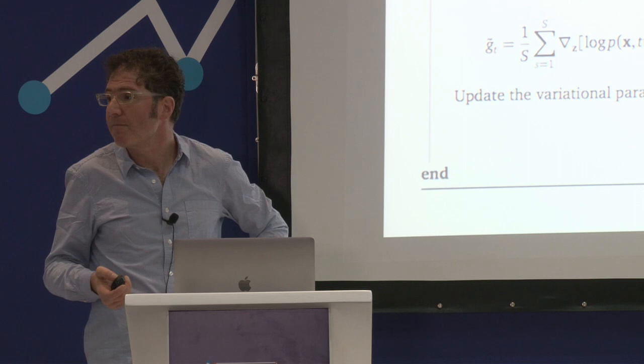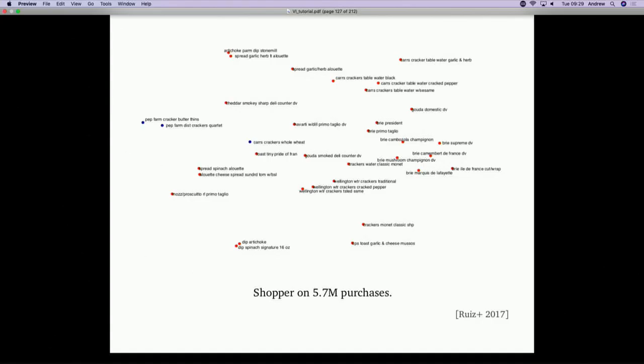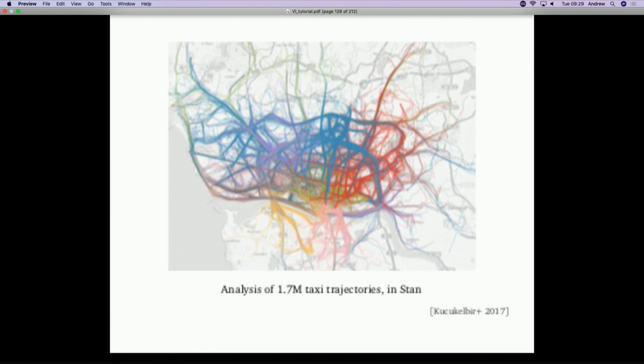And this is how I got this picture. And this is also the key idea behind using variational inference in probabilistic programming. I don't have time to talk in too much depth about probabilistic programming, but it is one of the main motivators for black box variational inference.